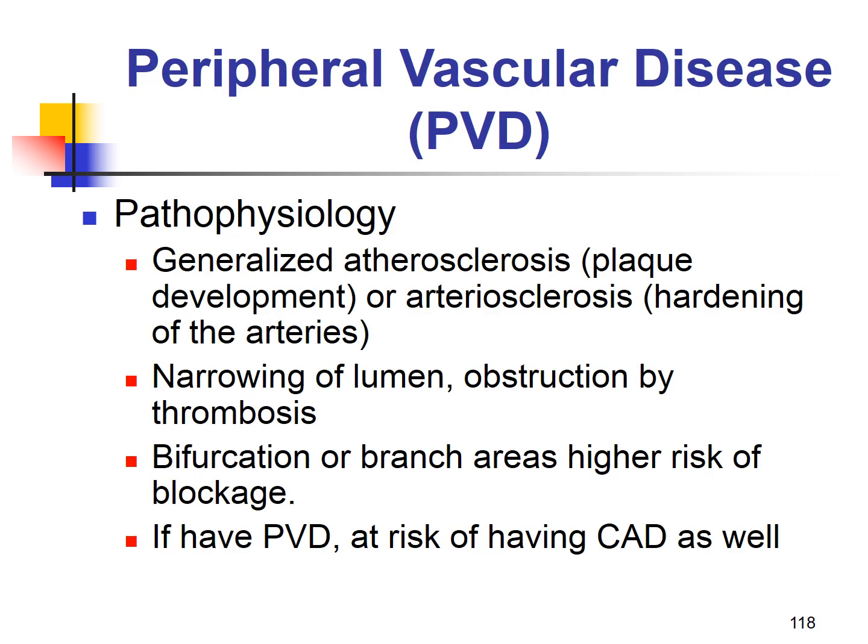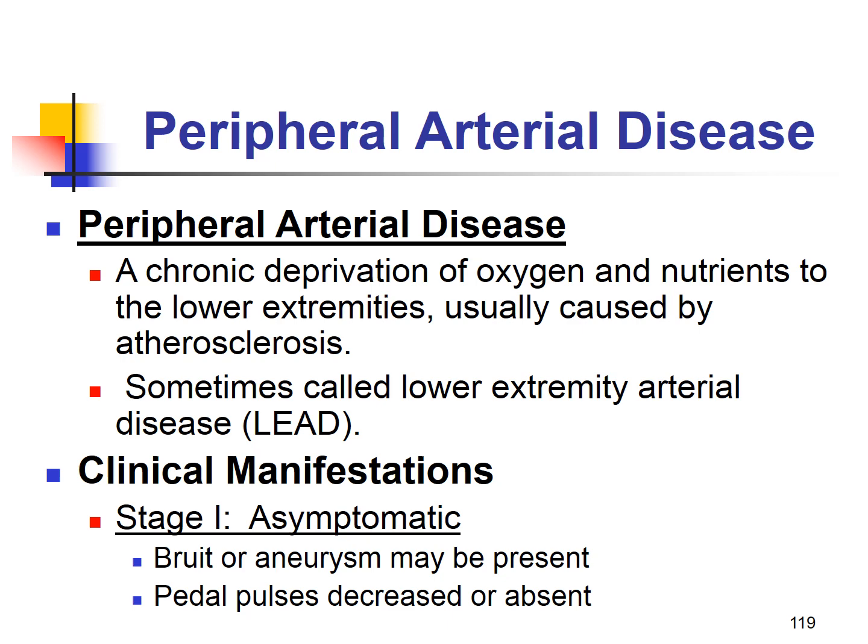All right, so peripheral vascular disease. Peripheral vascular disease is our next content, and the pathophysiology. What happens here is you see generalized atherosclerosis, which is the plaque developed and hardens, right? And when that happens, the lumen gets narrowed, and then there is thrombus that is formed, right? And if the patient has peripheral vascular disease, they're at risk for having CAD as well. Next slide.